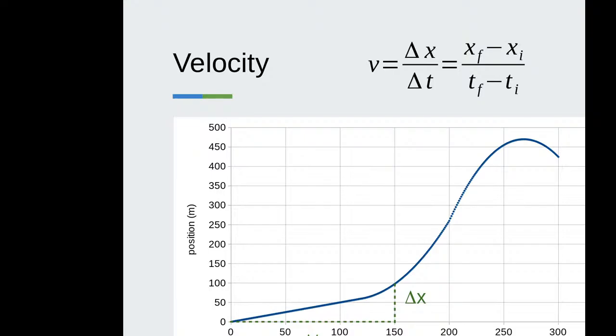And if you look at it on the graph, then it looks like the delta x is on the y-axis, the delta t is on the x-axis. So we just simply pick the difference in position and the difference in time, then you get the velocity. Okay.